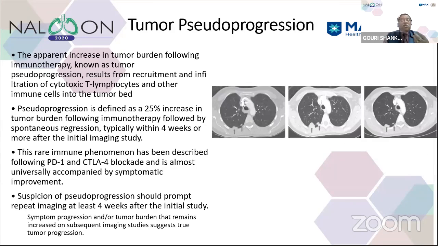Pseudoprogression, I'm not going to go into it. I'm sure everybody knows: a 25% increase in size of the tumor, with T cell infiltration into the tumor bed. Wherever this suspicion arises, repeat the scan after 4 weeks. Clinically, the patient is asymptomatic and has no problems.